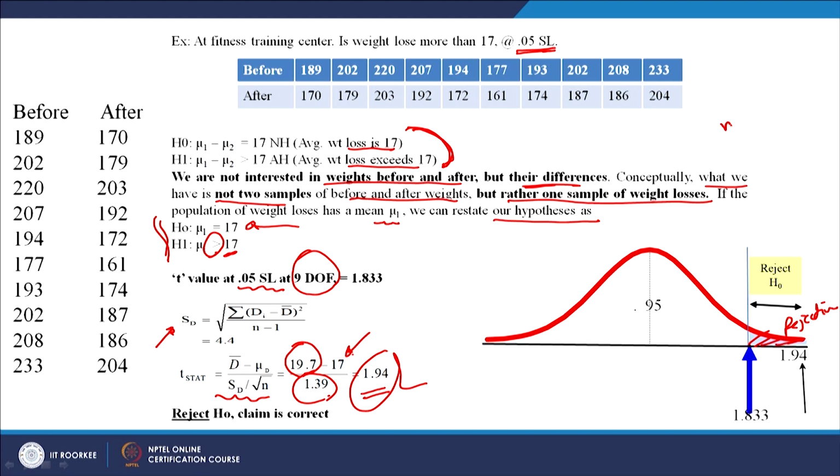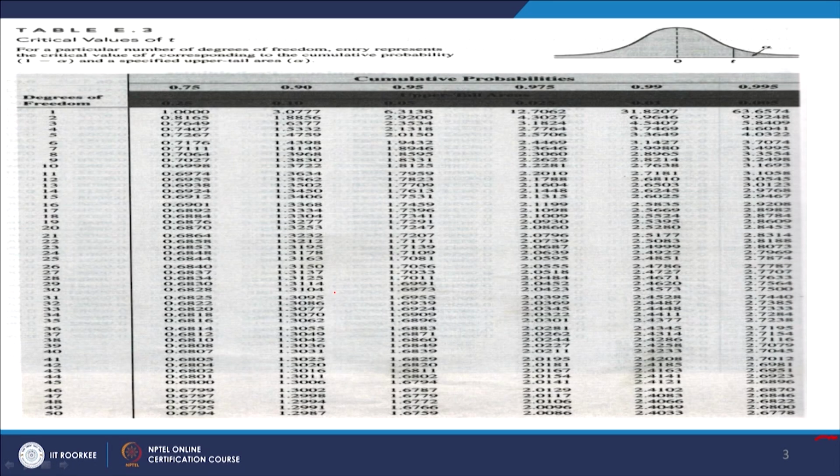So, this is n minus 1, because at the end of the day we have said that this is just one sample and we are looking at whether weight loss is 17 or more than 17. So, this is at 9 degrees of freedom. Let us look at the t value at 9 degrees of freedom, which is 1.83.